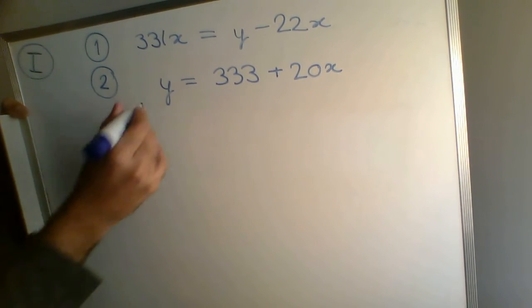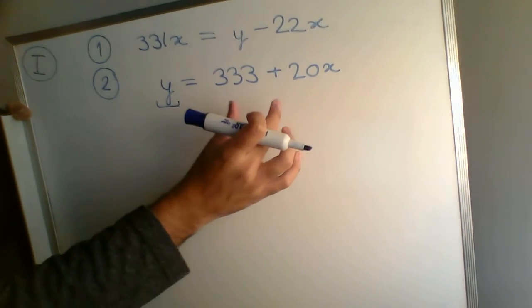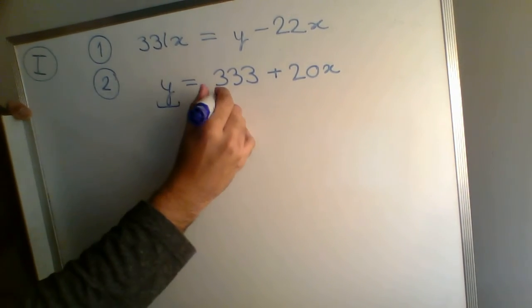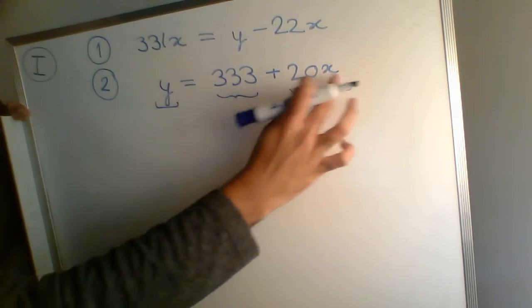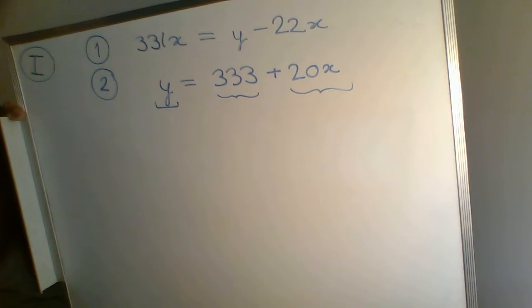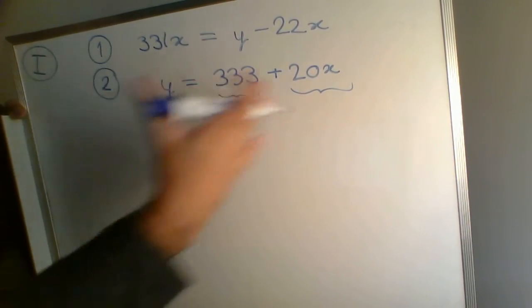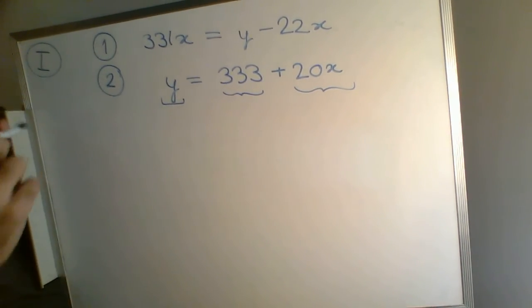So with this one, we've already got what y is equal to in terms of numbers and x's, right? So we've got it in terms of this number 333 here, and this thing depends on 20 times x, so it depends on whatever the value of x is over there, but it doesn't depend on anything else. There are no y's on that side. We don't have to do anything to this second equation. It's fine exactly the way it is.